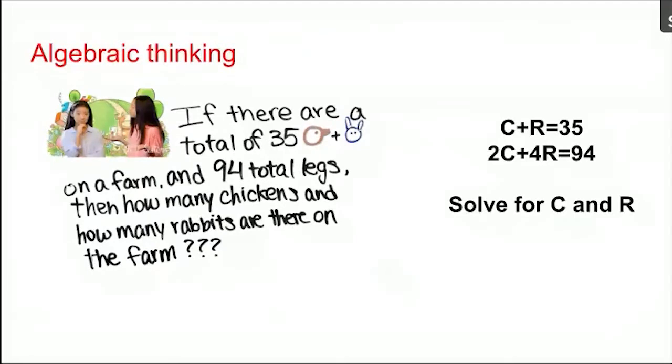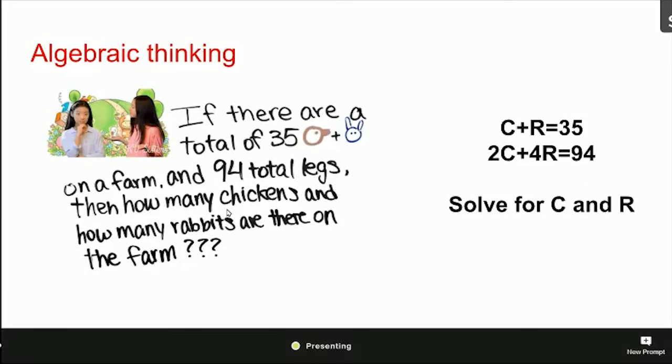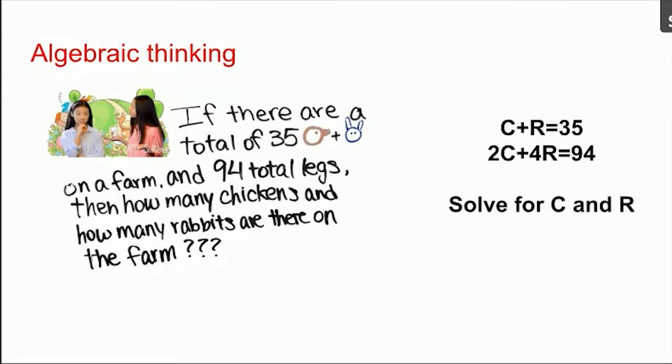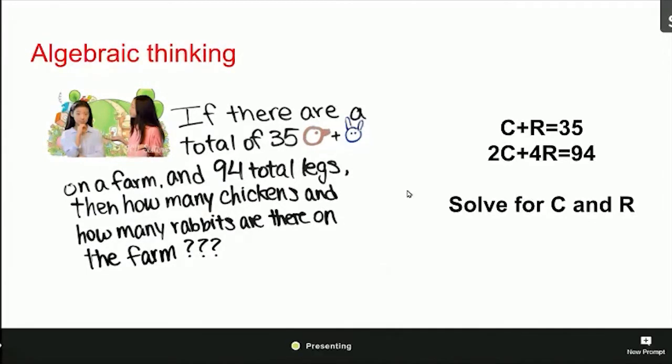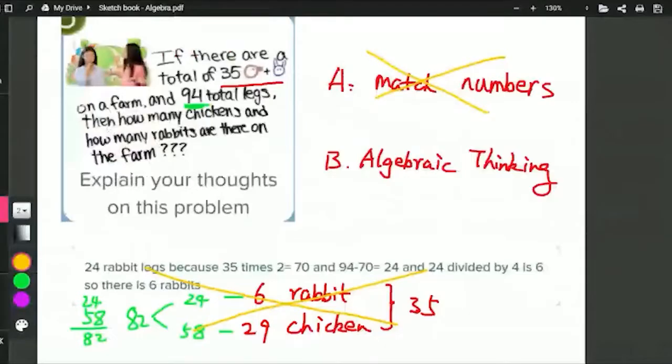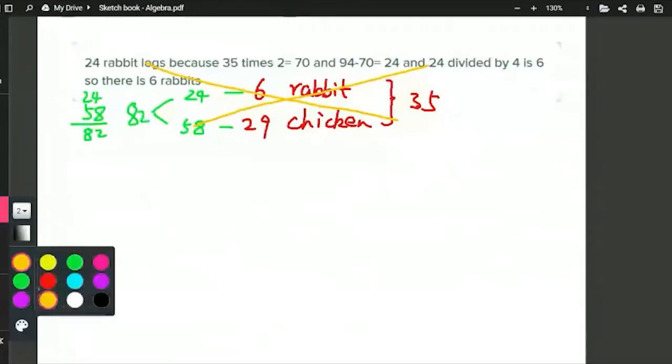We are looking for the number of chickens and the number of rabbits. We don't know them, so I use a symbol to represent the number I don't know. I don't know the number of chickens, so I use a letter C to represent that. I don't know the number of rabbits, so I use a letter R, for rabbit. C is the number of chickens. R is the number of rabbits. And from there, I am constructing an equation. So let's go back here. Right now, I try algebraic thinking.